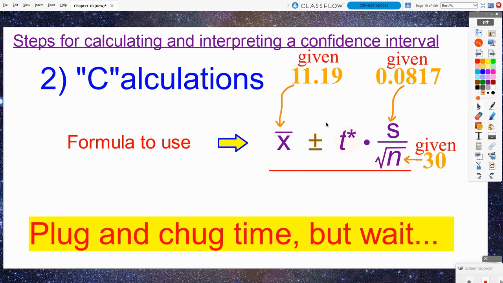All right, so back to the calculations. If we use our x bar plus or minus t critical value times sample standard deviation over the square root of our sample size, again, we know the sample mean, we were given this number. The sample standard deviation, we were given this number. The sample size, we were given this number. The only thing holding us back is how do we actually get that t critical value? Because I've mentioned what a t-distribution is, but how do we get that number?